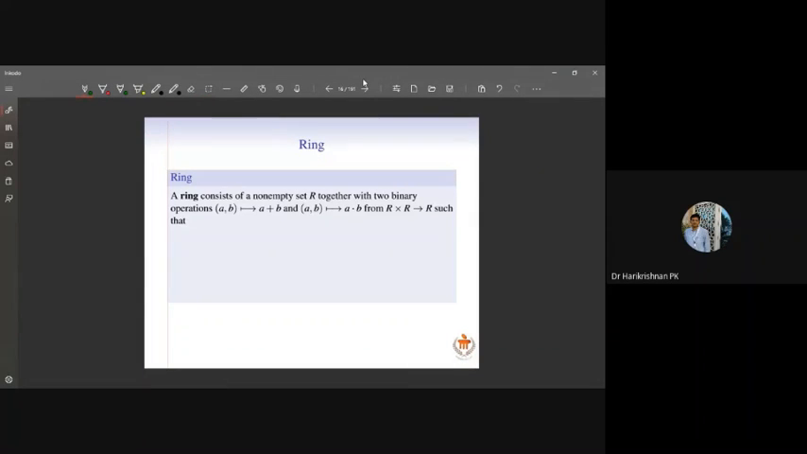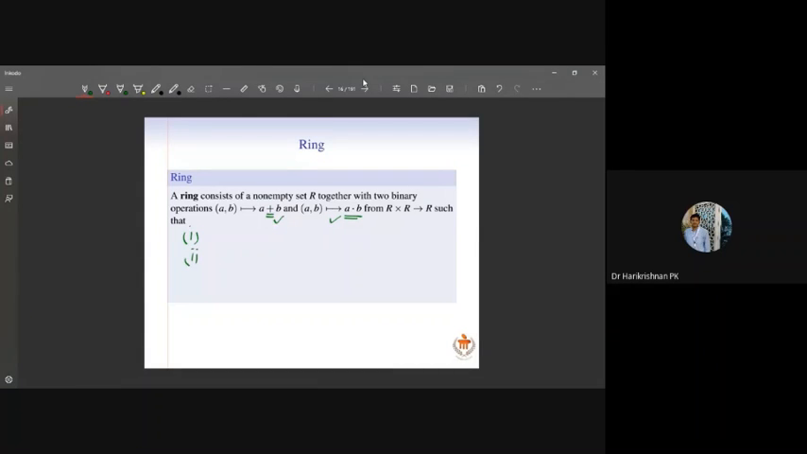One is addition. To define addition, it should go from R cross R to R. Each ordered pair goes to A plus B, and each ordered pair goes to A dot B. That is addition and multiplication. With respect to these two operations, we need to satisfy some axioms.